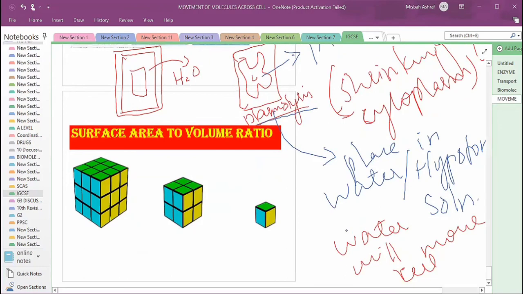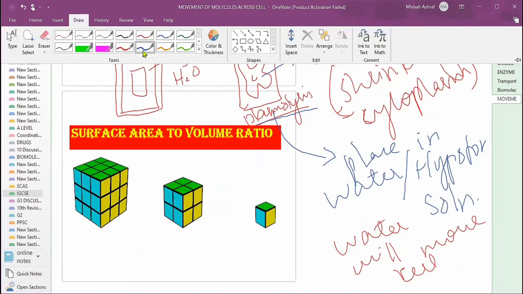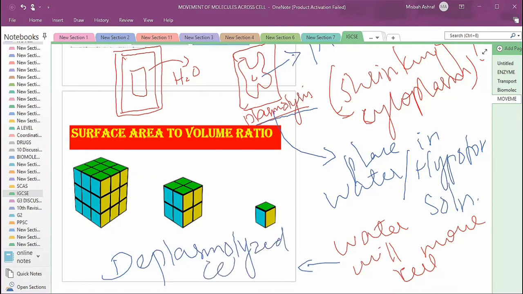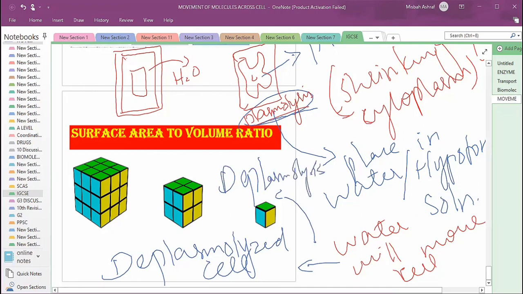Okay, only 1 minute is left. I'm going to write here deplasmolyzed so that it should be easy for you to note it down when you are copying it into your notebooks. So this cell will be deplasmolyzed, and as it's plasmolysis, the process will also be deplasmolysis. Hope you will be able to write it down.